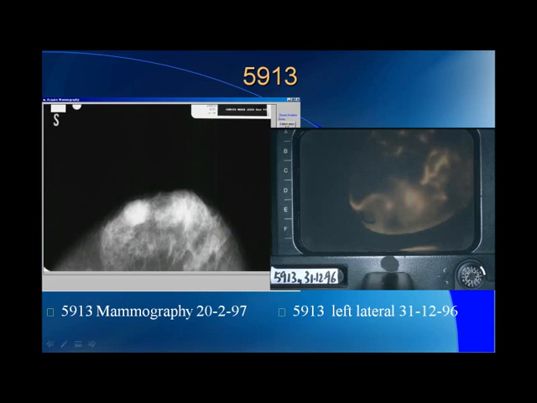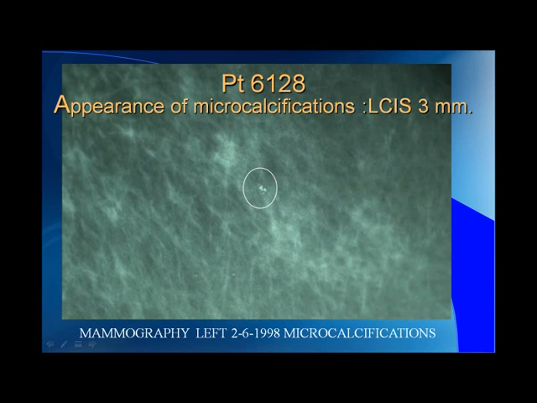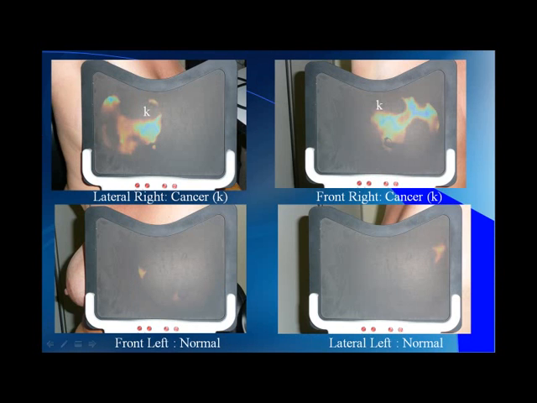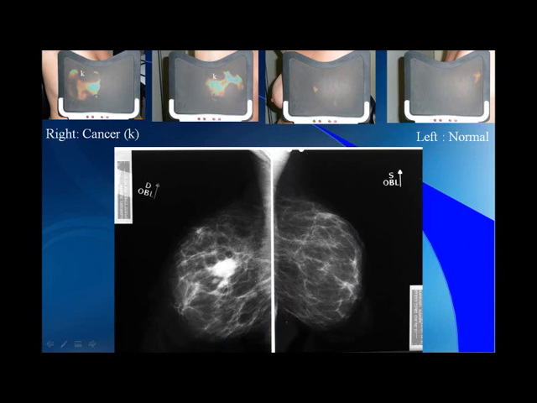Here you can see very well breast cancer in mammography, and the three vessel with hotspot in thermography, but 3 mm of lobular carcinoma in situ of a microcalcification you see very well too in normal surgery. Here a case of cancer on right breast, and the left is normal. You see very well the comparison with the mammography.